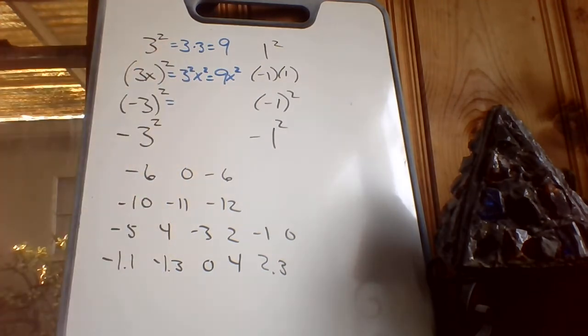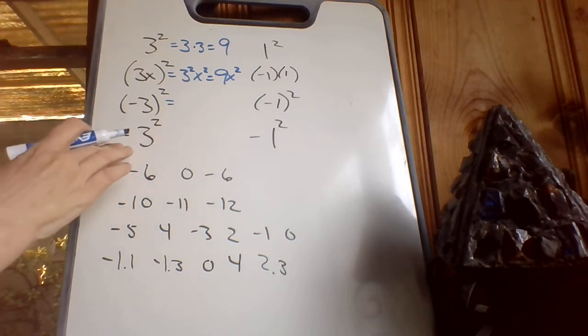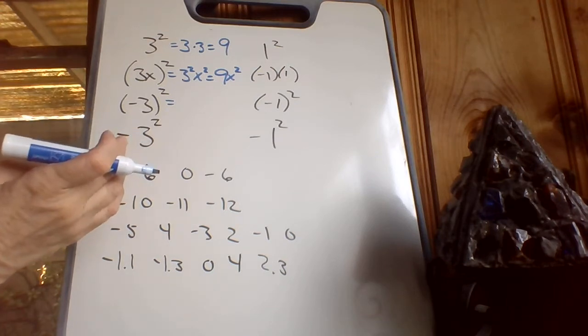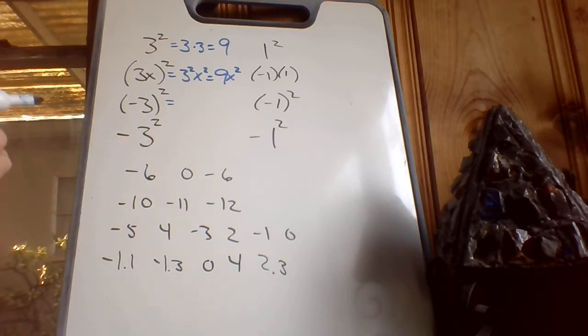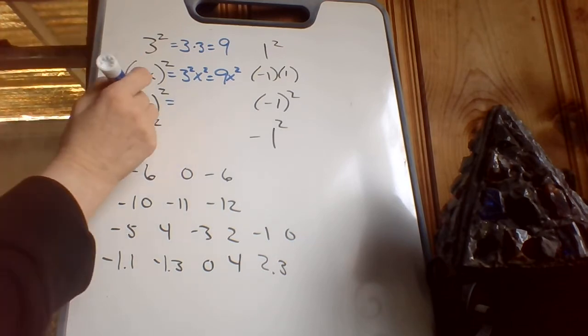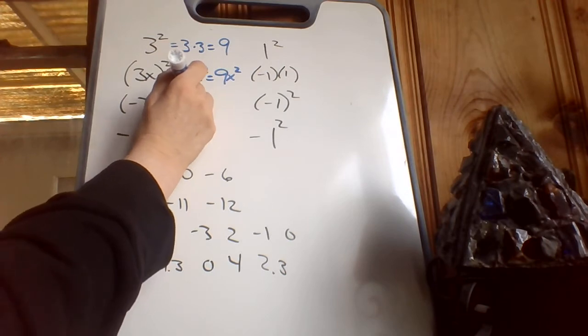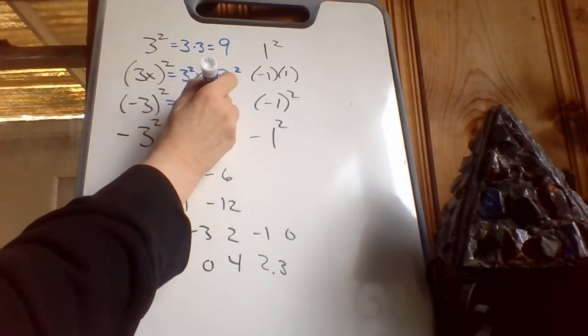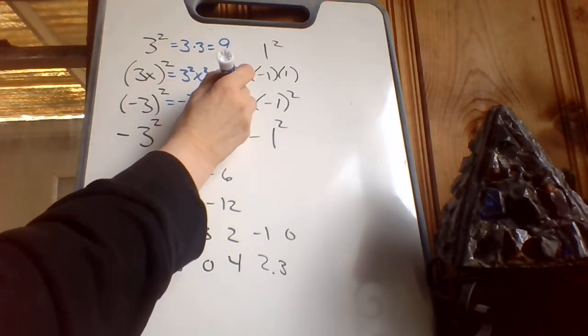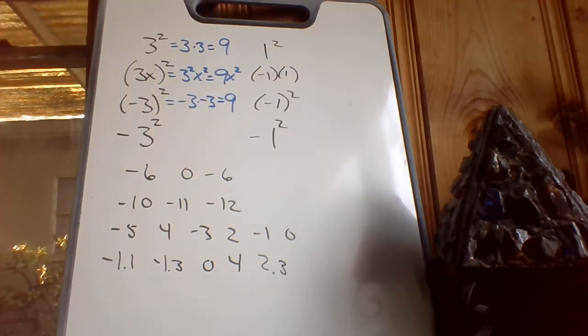So negative 3 squared in parentheses versus negative 3 squared, no parentheses. If it's in the parentheses, it gets squared. This is negative times negative, 3 times 3. It means negative 3 times negative 3, and a negative times negative is positive. This is why this whole section is here: if you square a negative, you get a positive. Negative 3 squared without parentheses is something else.